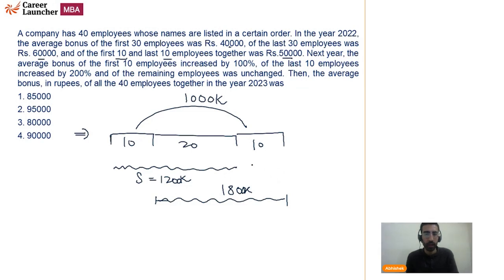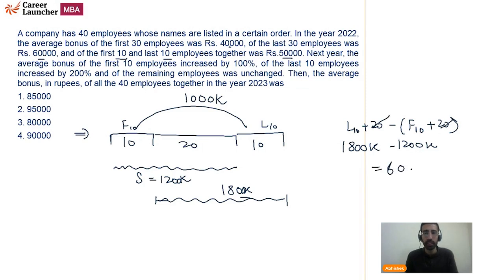If I subtract, I'll actually get the exact values. 1,800,000 minus 1,200,000, what do I get? I'm getting the difference between the last 10 and the first 10. 1,800,000 was last 10 plus the middle 20, and 1,200,000 was first 10 plus the middle 20. So the middle 20 cancel out. This 600,000 is the difference between the last 10 and the first 10.